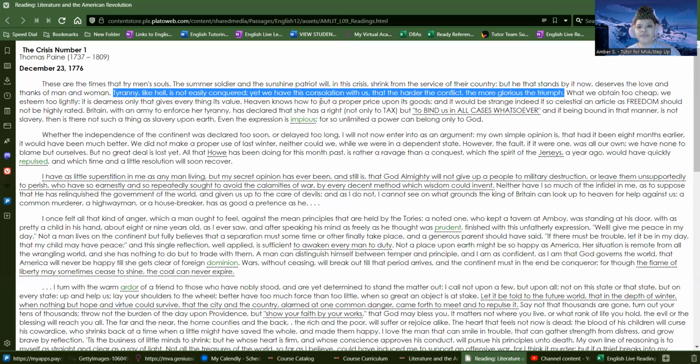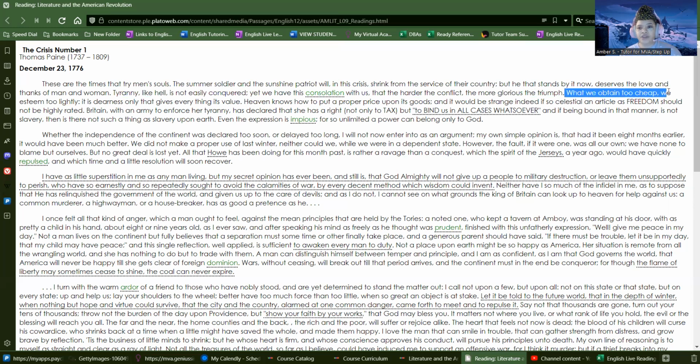And then he says, but we have this consolation. Consolation is a comfort, that the harder the conflict, the more glorious the triumph. So he's saying this is very difficult, but if we can get through to the end and we can win, our triumph is going to be even sweeter. It's going to be greater.